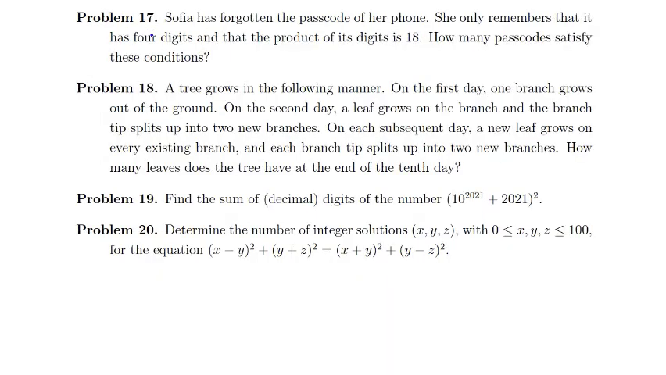Okay, problem number 17 of junior part D, which is problem number 7 part B of senior. Sophia has forgotten the passcode of her phone. She only remembers that it has 4 digits and that the product of its digits is 18. How many passcodes satisfy these conditions?